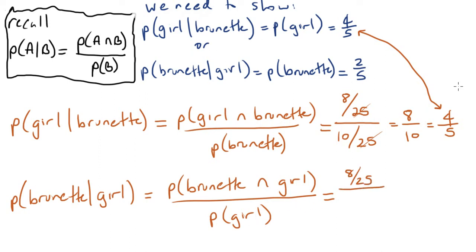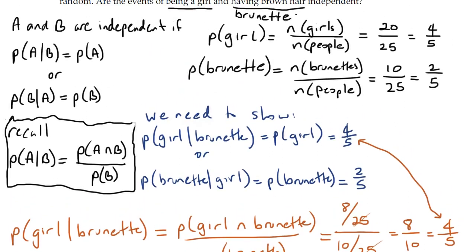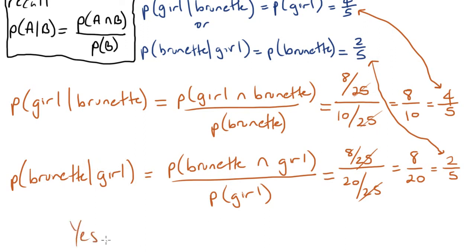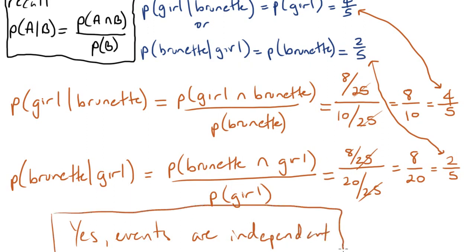And the probability of choosing a girl we found before was 4/5, or 20 out of 25. Same thing, I'll cancel those denominators there. So I've got 8 out of 20. Divide each of those by 4, that becomes 2 out of 5, which is exactly what we have here. So because these conditional probabilities equal these simple event probabilities, yes, these events are independent. Again, you only need to show one of these. You don't need to do both. But I just wanted to show you that they both worked.